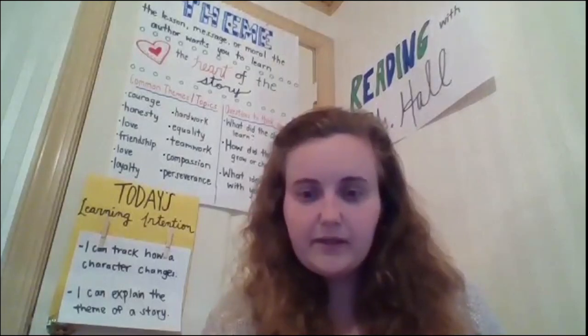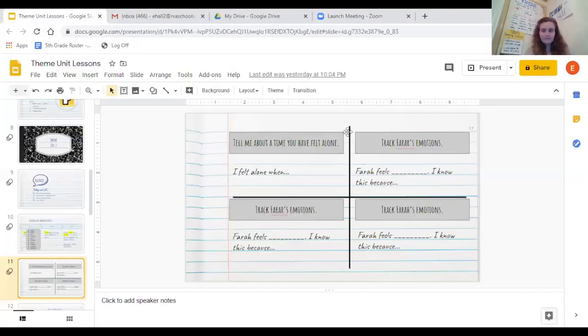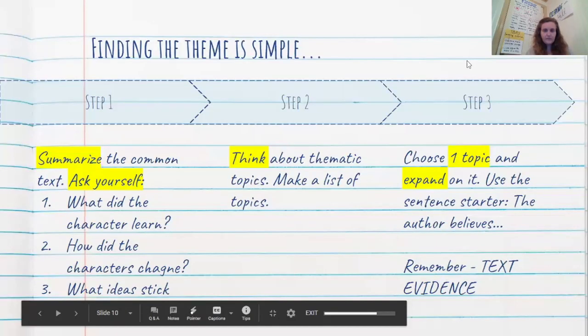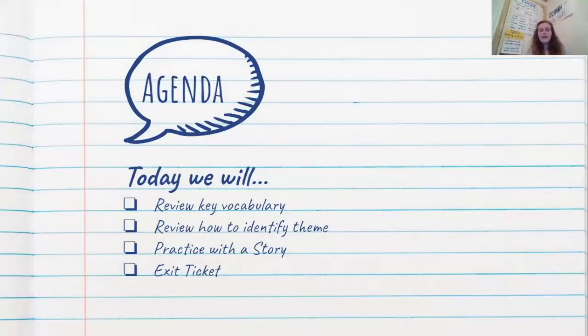I'm going to share my screen with you. All right, so we are on our second day of theme, and today, we reviewed our key vocabulary, so we already did that. Then in a second, we're going to review how to identify the theme. Then I have a story I'm going to read to you, so we'll practice finding the theme of that story. And then I have a short exit ticket you're going to do at the end of our lesson.